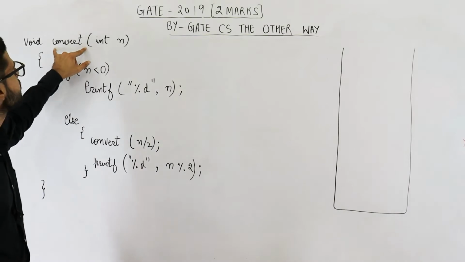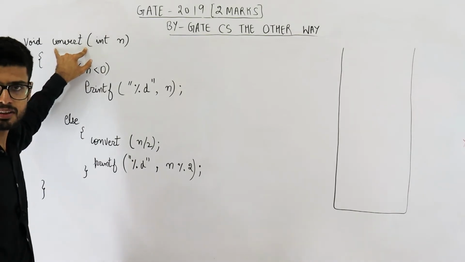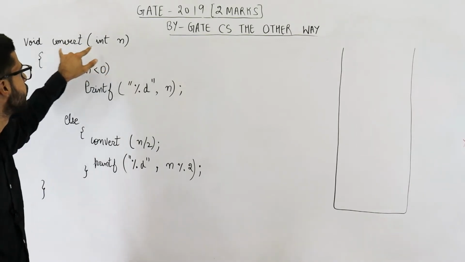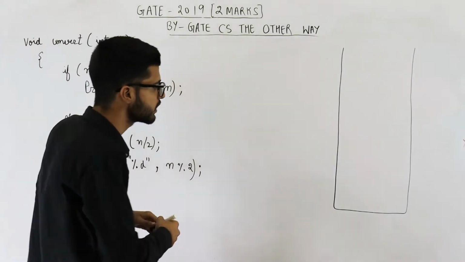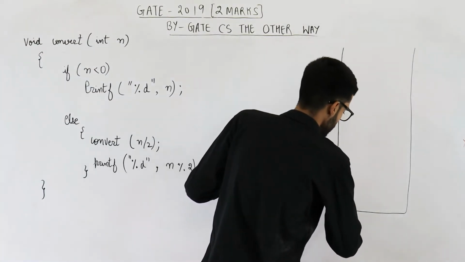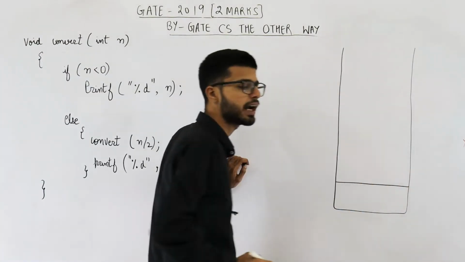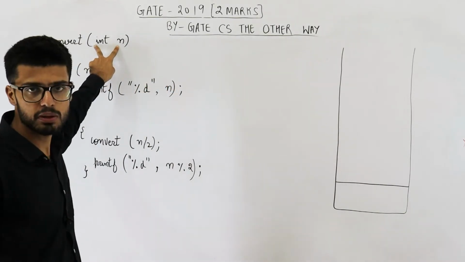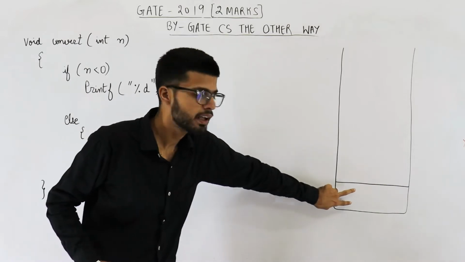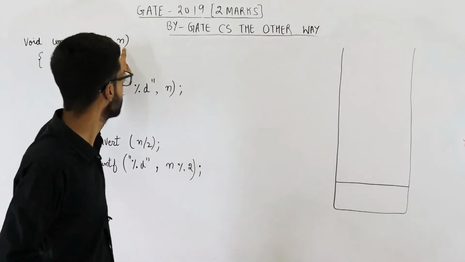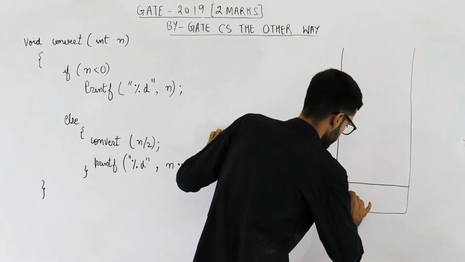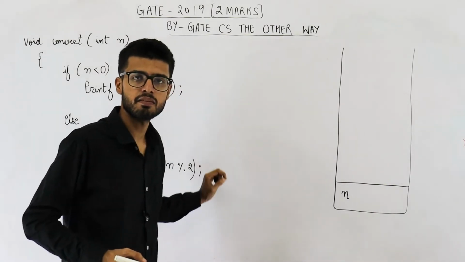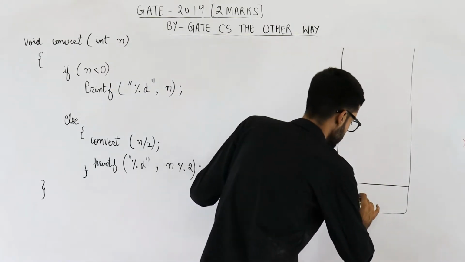Suppose we are calling this function convert and the integer that we are passing is 5. So we are calling this function convert with 5 as parameter. Now whenever you call some function, an activation record will be pushed on the stack. All the local variables will be allocated in this activation record. So int n will be declared here. And we are passing the value 5. So value of n is 5.